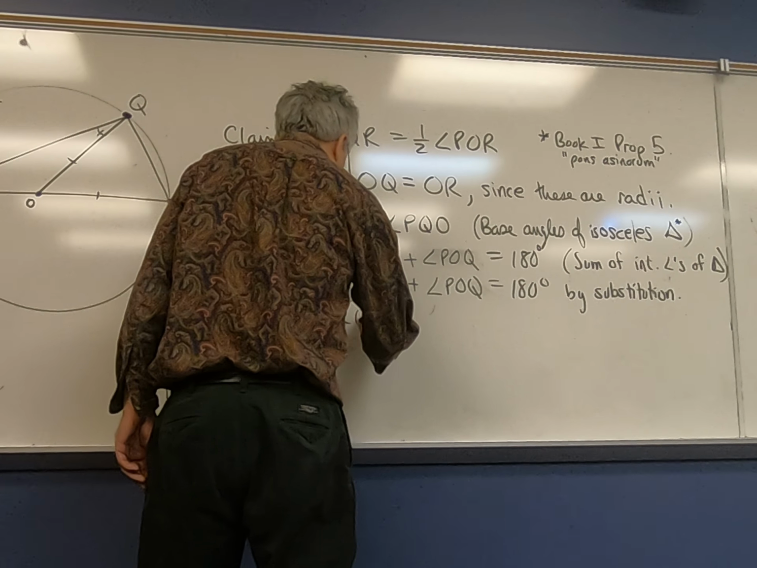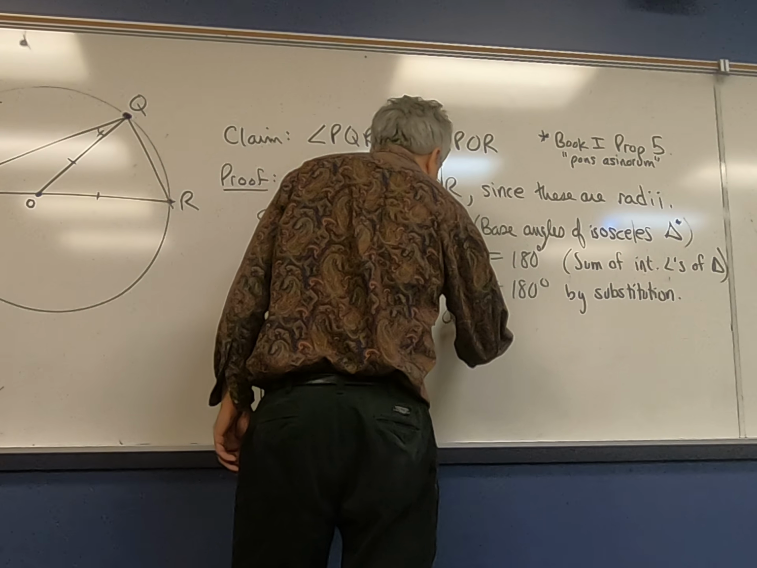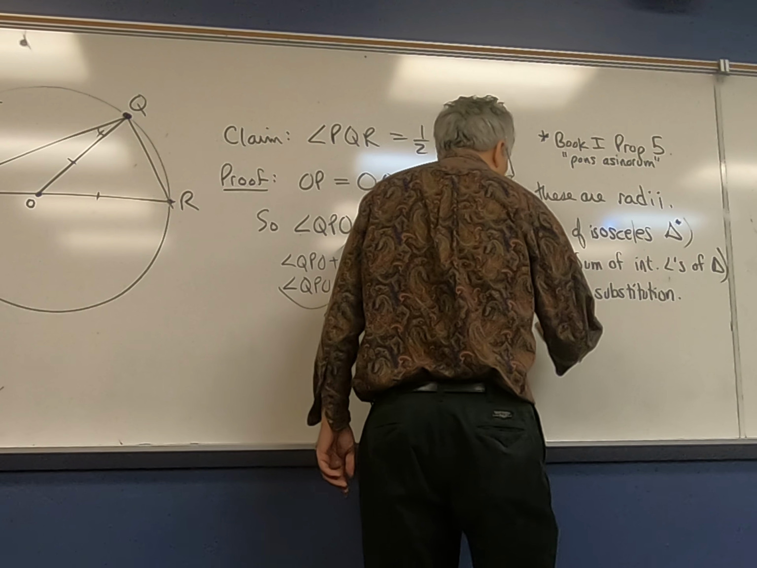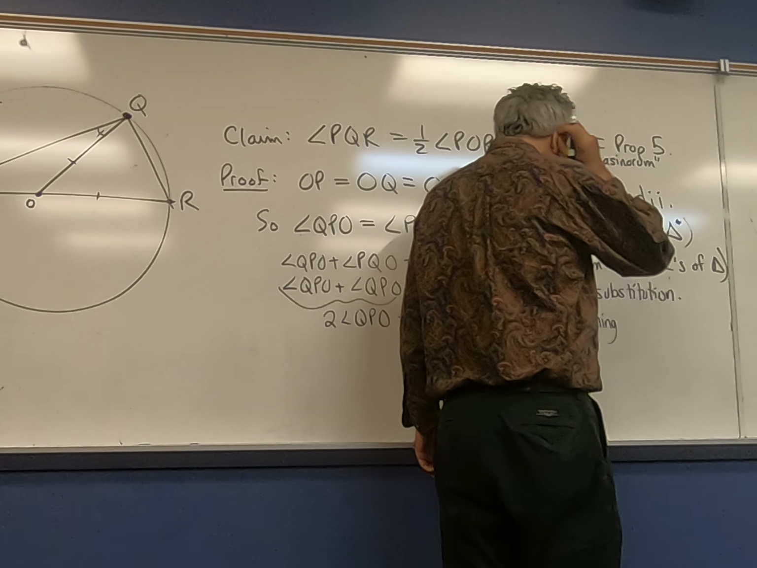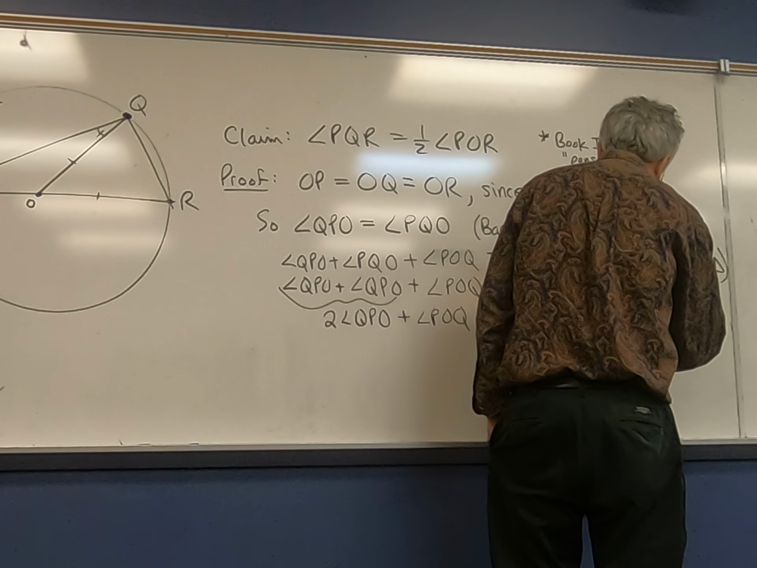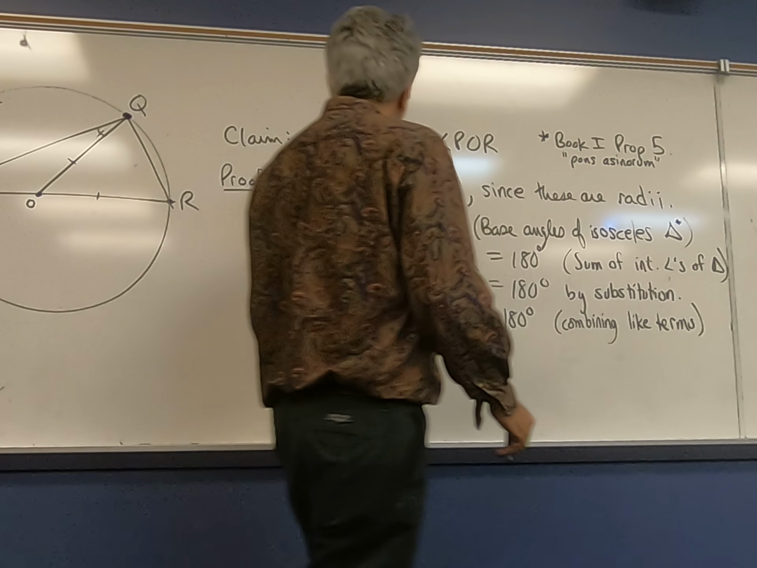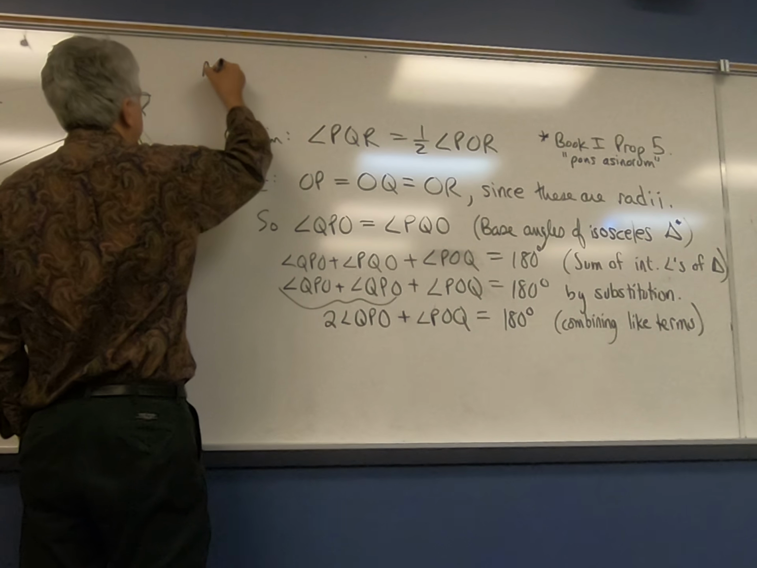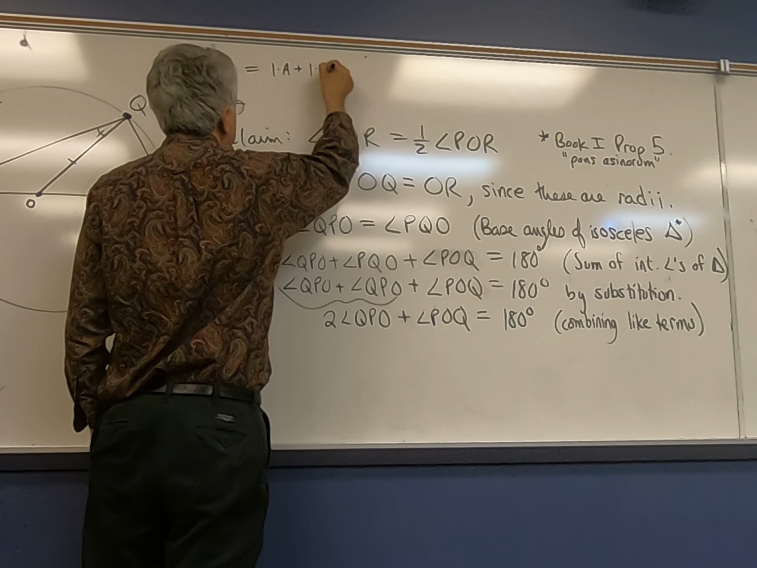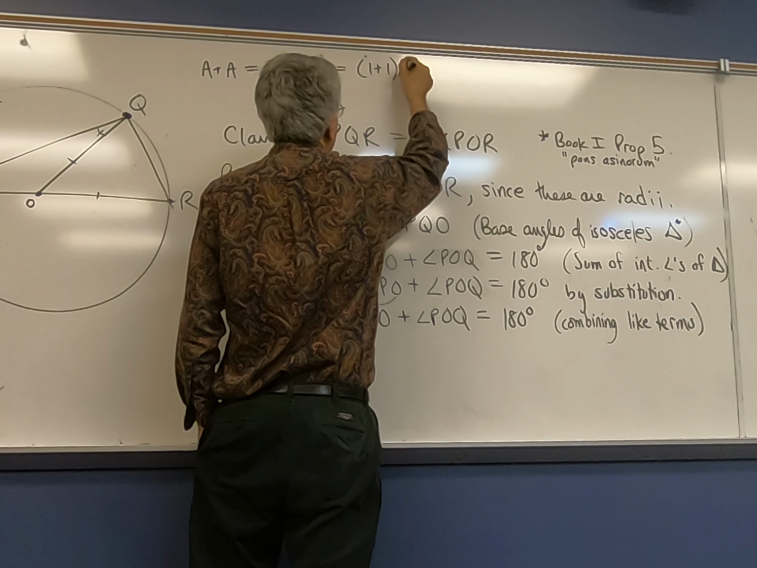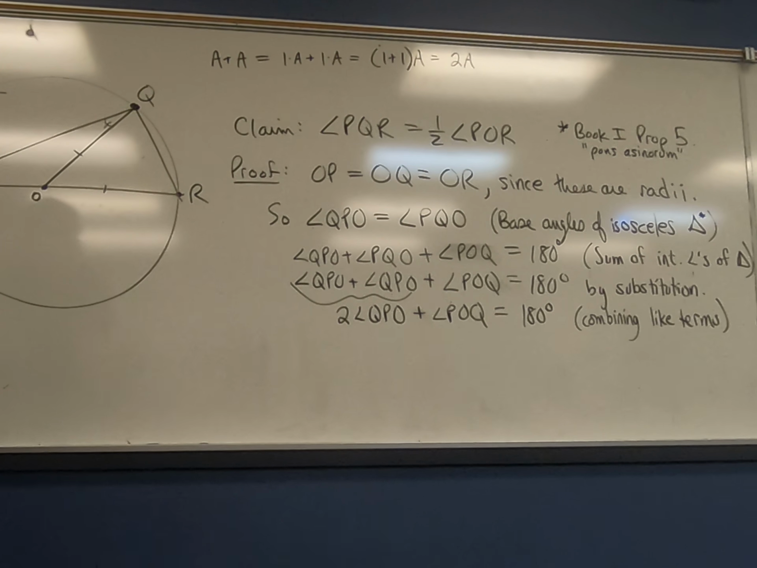So twice angle QPO plus angle POQ is 180. And this is combining like terms, which is an example of the distributive property. How is that an example of the distributive property? If you have A plus A, you can think of that as 1 times A plus 1 times A, and then you can factor out the A. That's 2A. Like terms is essentially just the distributive property.